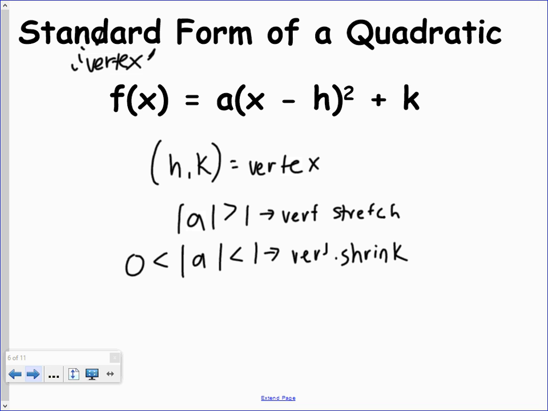What else can A tell you besides stretch and shrinks? Haley? If you have a reflection. When would you have a reflection? If A was negative. So that's why I have that absolute value there. The positive number value only tells you stretch and shrink. The negative would tell you that you had a reflection. So negative A is responsible for a reflection in the x-axis. And that would mean that your parabola opens down.